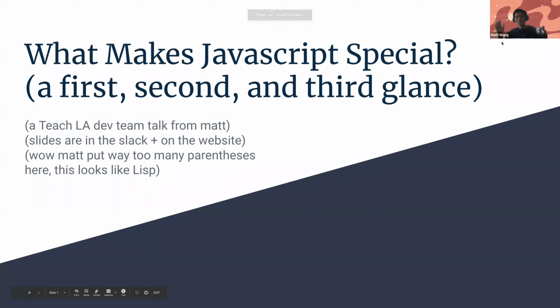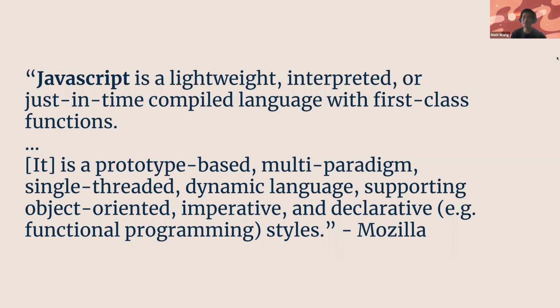Okay, so we're only going to do the first glance today. But we're going to talk about what makes JavaScript a different language than normal. So this is like some random stuff that you can find on the Mozilla website. Mozilla is an open source company that is about the web. They make Firefox, and they also are a big contributor to JavaScript, the language.